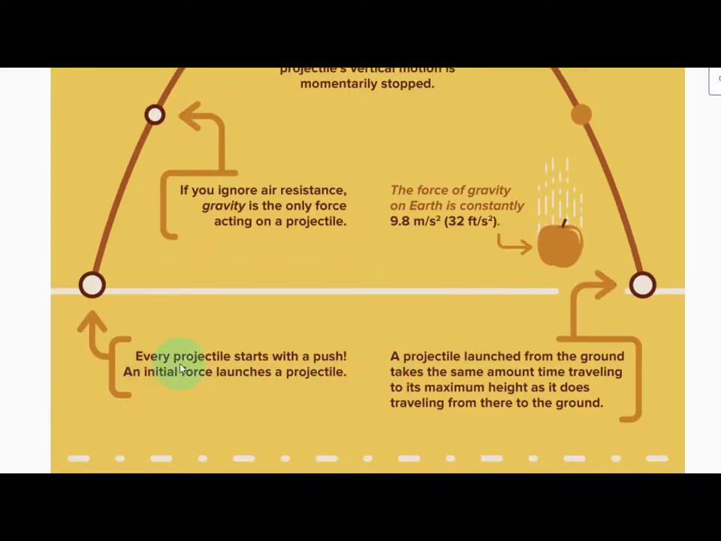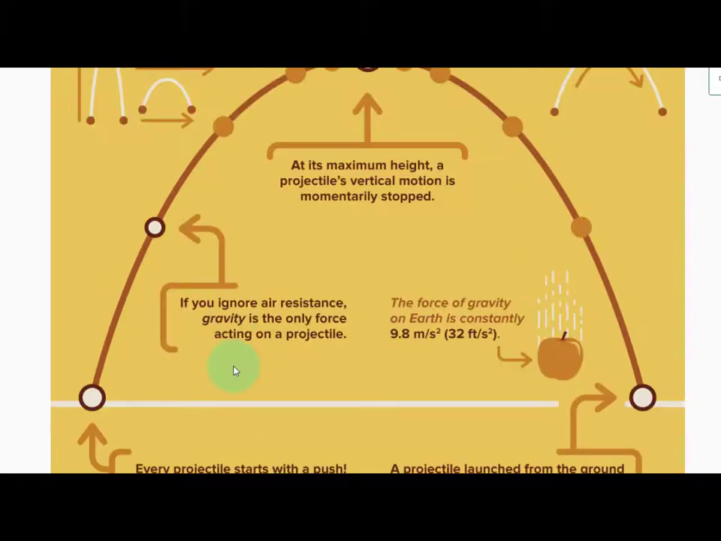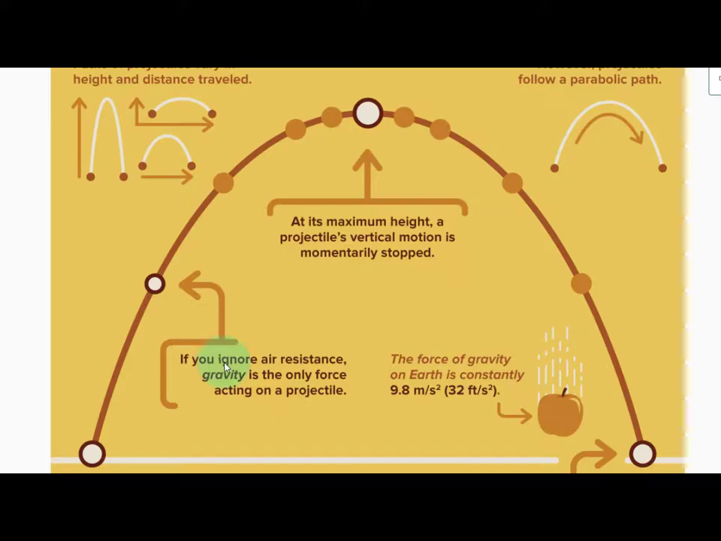Every projectile starts with a push. It needs energy, and the initial force launches this projectile. So let's just say, like my kids like to kick the soccer ball in the front yard, you need to actually put the energy into it.